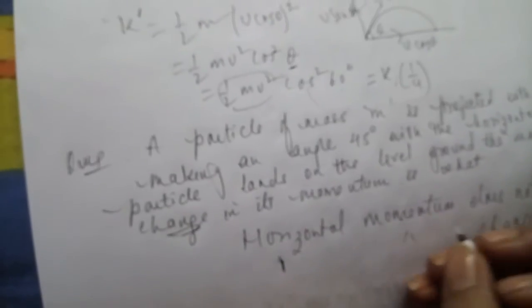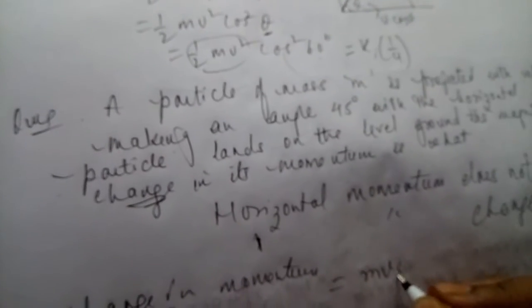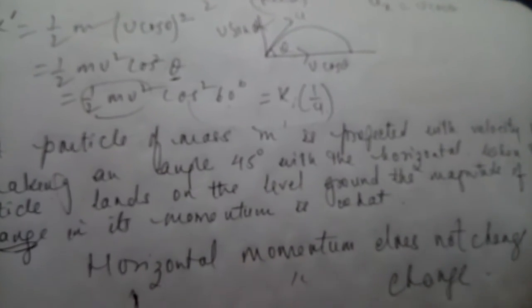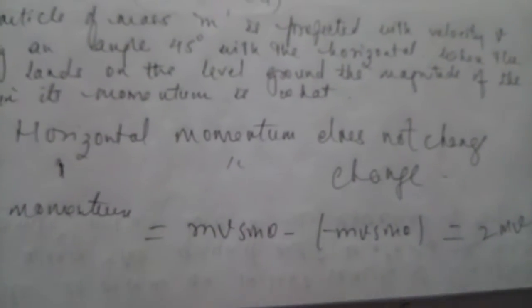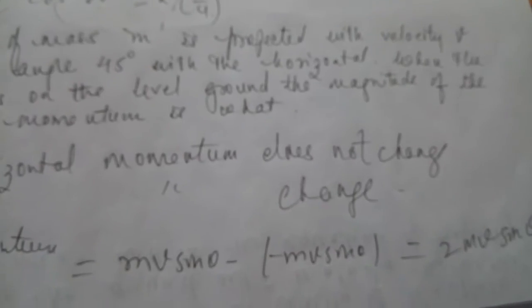What is the formula which we will take up? We will have the change in momentum equals mv sin theta minus, and this is minus mv sin theta. So this becomes twice of mv sin theta. Mv sin theta minus of minus mv sin theta, so it becomes twice of mv sin theta.